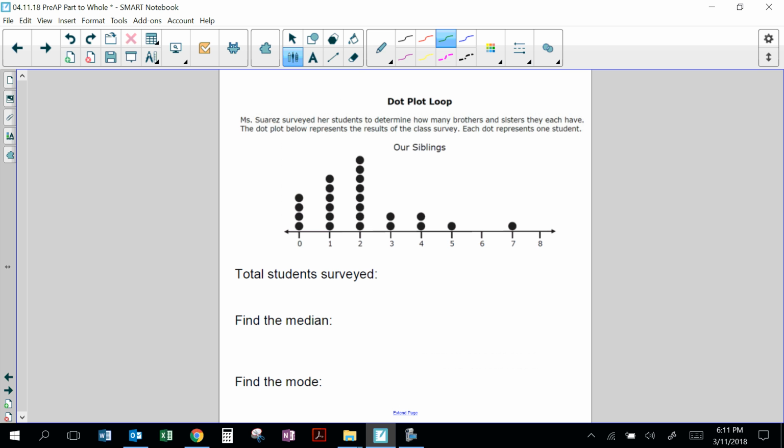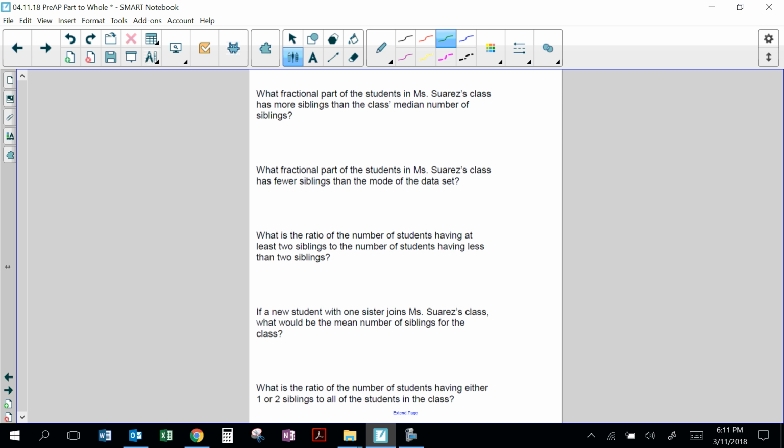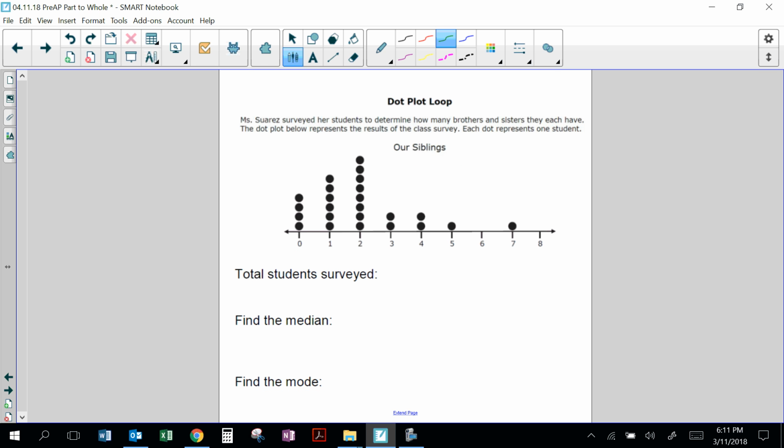So what you're going to be doing now is you're going to be given this dot plot and answer 5 questions. You will be working with your table and doing this, but in the video, we'll do it together. Mrs. Suarez surveyed her students to determine how many brothers and sisters they each have. The dot plot below represents the results of the class survey. Each dot represents 1 student. Please count the total number of students surveyed. I've already counted earlier. There are 24 dots. Find the median.